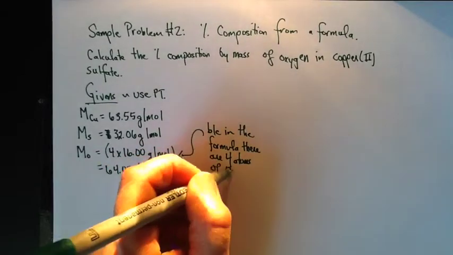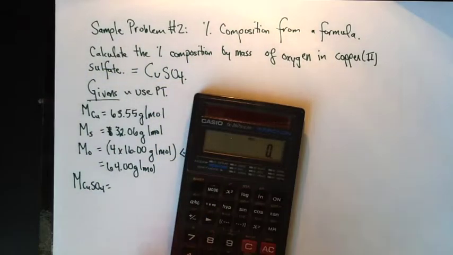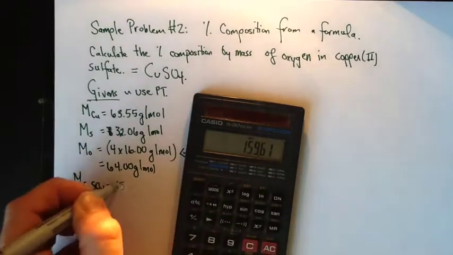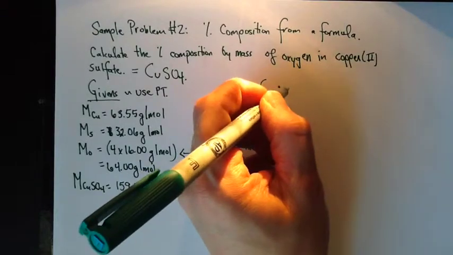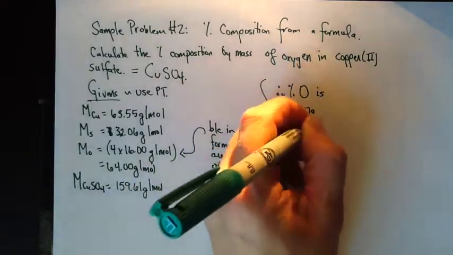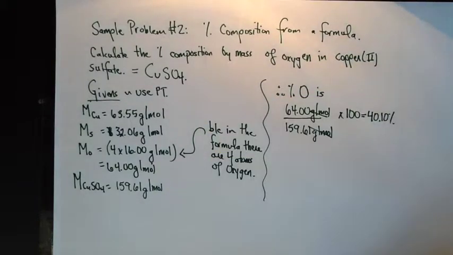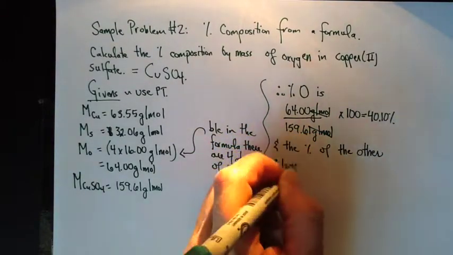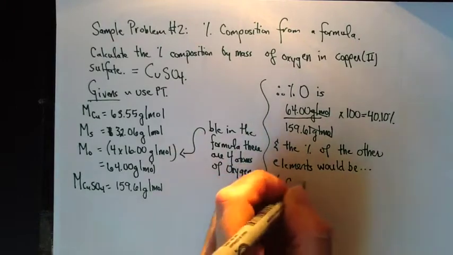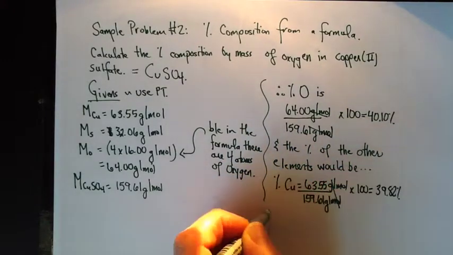Once you have done this, add up all of the molar masses to get a total molar mass for copper 2 sulfate, which is 159.61 grams per mole. To determine the percent composition by mass of oxygen, simply take the molar mass of oxygen and divide by the total molar mass for copper 2 sulfate and multiply by 100. This is really the answer to the question.